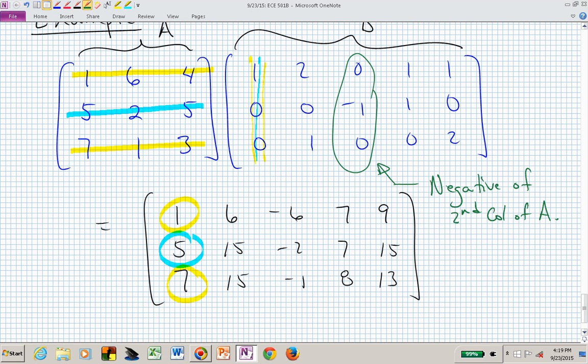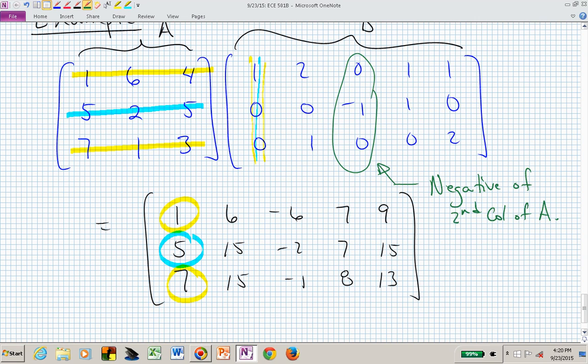And you might check my work in the 5th column. What should that be? That should be the first column plus 2 times the third column. So it's 8 plus 1, or 9. It's 10 plus 5, or 15. It's 6 plus 7, or 13.